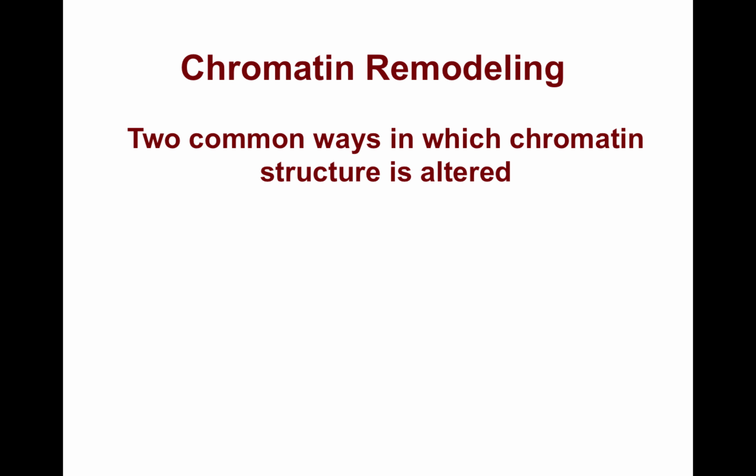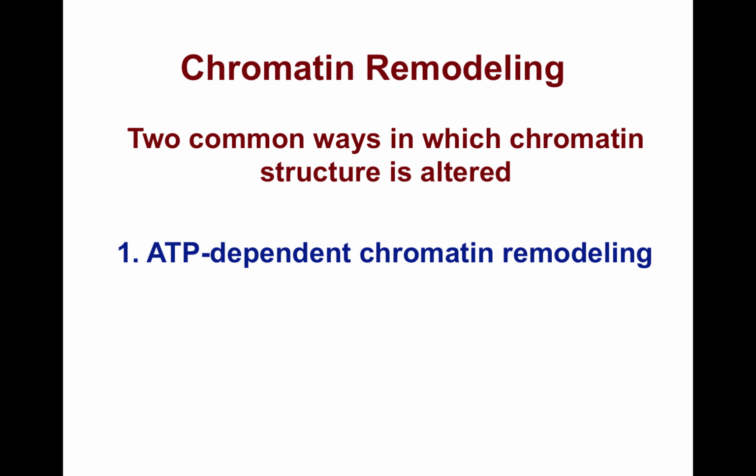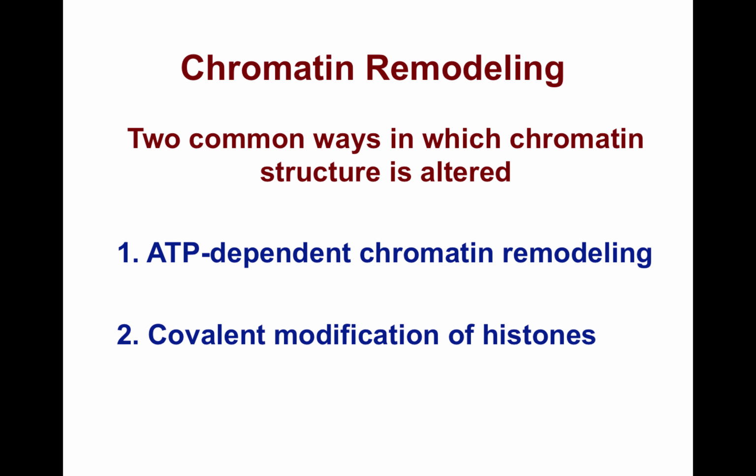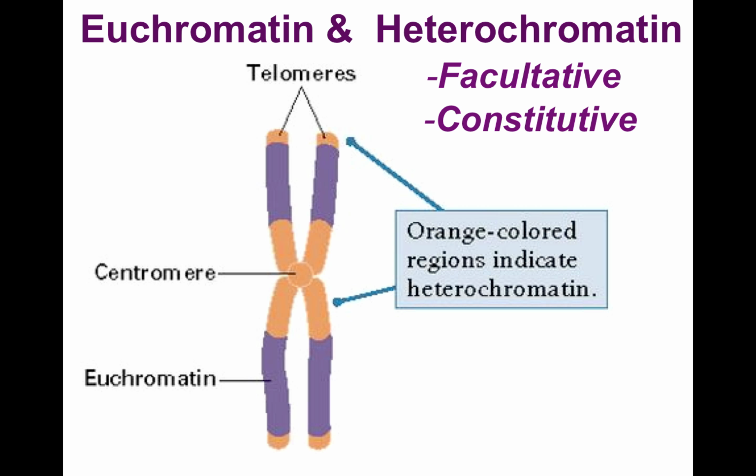Two common ways in which chromatin structure is altered are by ATP-dependent chromatin remodeling and by covalent modifications of histones. So a chromosome has different regions of its chromatin that are more tightly or more loosely bound. Euchromatin is the region of the chromatin that is less tightly bound, and heterochromatin is very tightly bound. Heterochromatin can further be divided into facultative heterochromatin and constitutive heterochromatin.